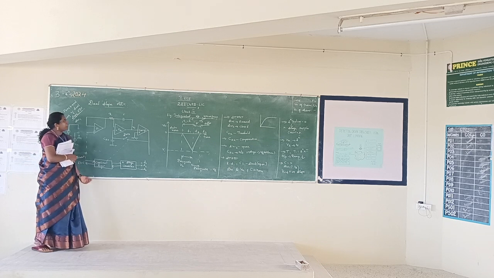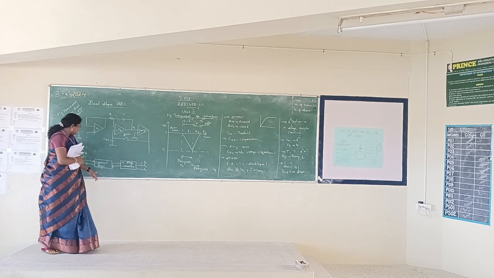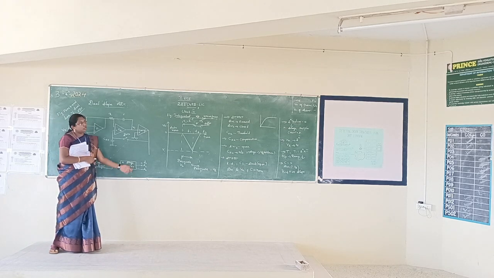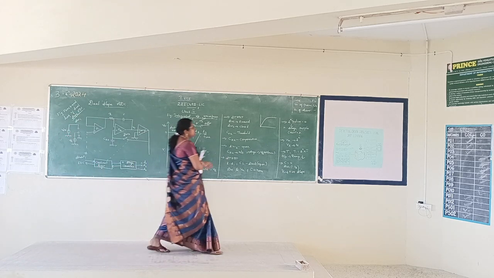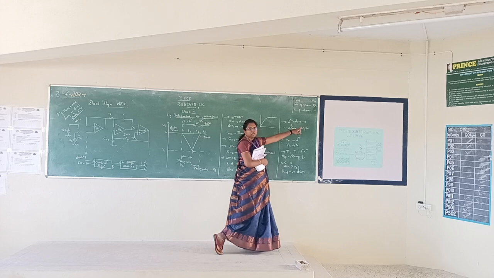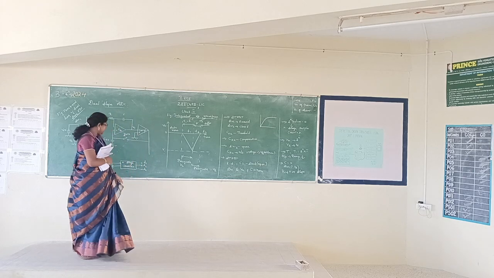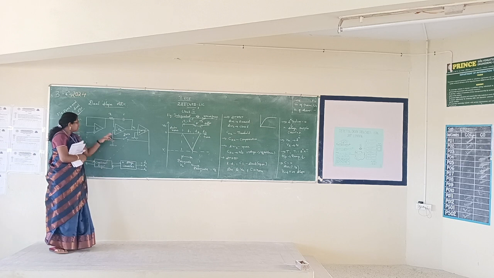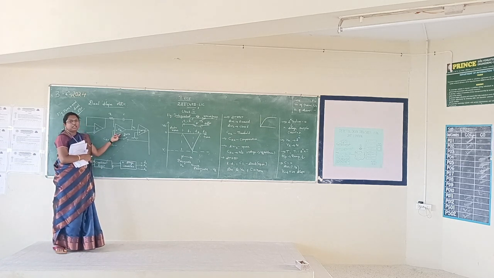This is the block diagram of the dual slope ADC. We have a buffer, integrator, comparator, and a control logic, as well as an n-stage counter. Here we are using a ripple counter. After counting 2 power n clock pulses, it will again be set back to 0. So we are using an n-bit ripple counter in this dual slope ADC. This is the buffer, this is the comparator, and the amplifier is the integrator.